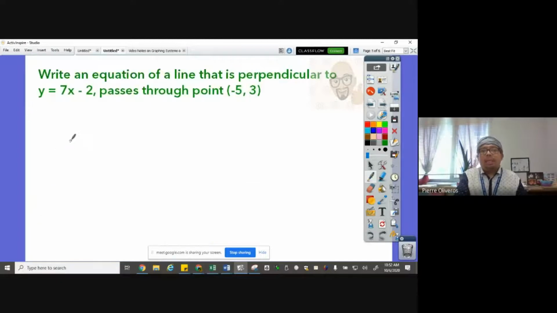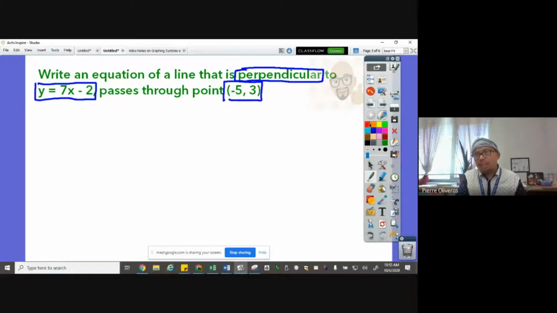This time, write an equation of a line that is perpendicular. Again, if it's perpendicular, we're going to find the negative reciprocal of the slope of the given equation here, which is y equals 7x minus 2, that passed through the point negative 5, 3. If you notice, this is exactly the same equation as the first example, except that it's perpendicular. So again, here, the slope that we know here is 7, but we're not going to use 7. That's not what we need.